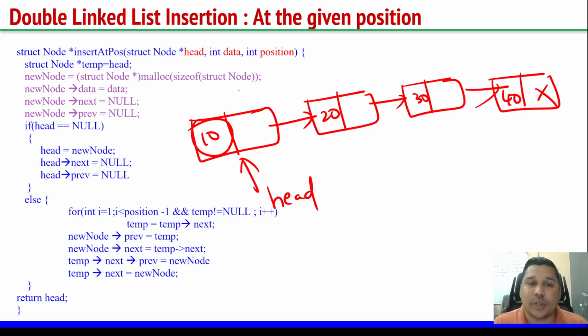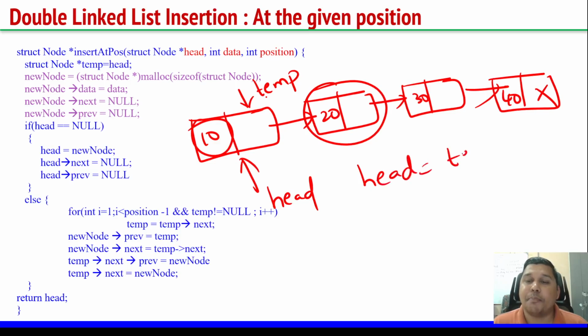We take a temporary pointer, make this as temp, then we look at temp's next. What is temp's next? This one. So, we will make head equal to temp next. So, this becomes your temporary, and this becomes your head.